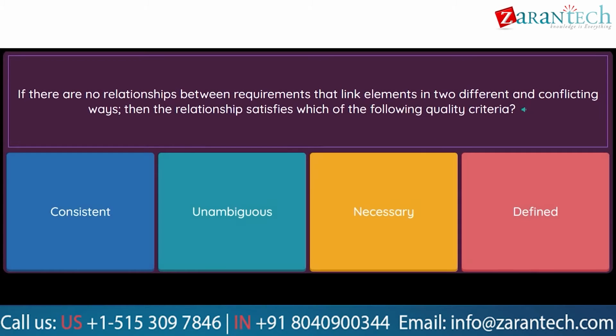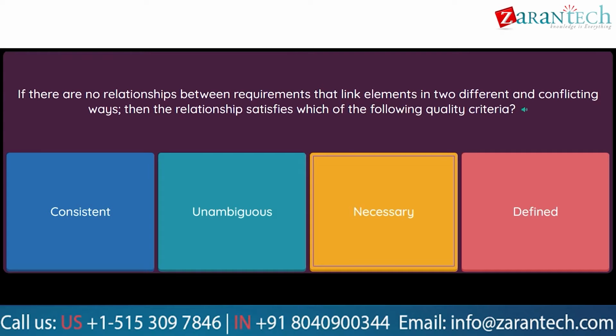Question: If there are no relationships between requirements that link elements in two different and conflicting ways, then the relationship satisfies which of the following quality criteria? Option 1 Consistent. Option 2 Unambiguous. Option 3 Necessary. Option 4 Defined.